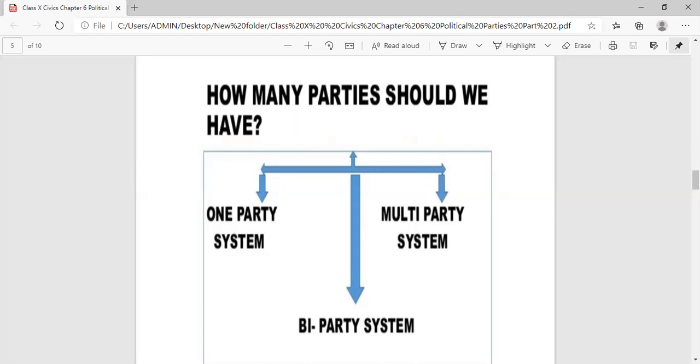So as the name says, single party system means it is an undemocratic system, because in a single party system it does not allow other parties to contest an election. In a single party system there will be only one party. So it does not give any choice to the people, and it does not give equal opportunity for the other parties to contest as well as win in the elections.